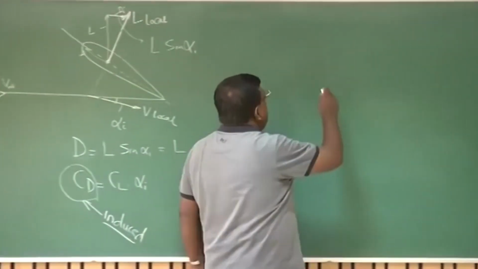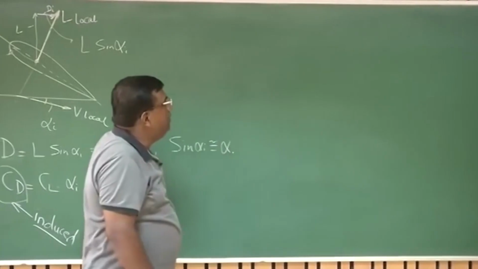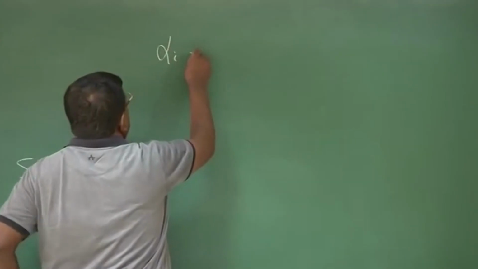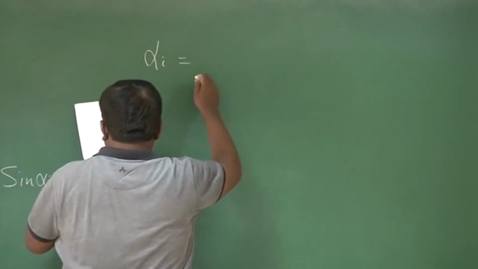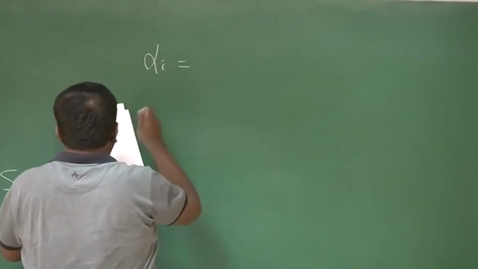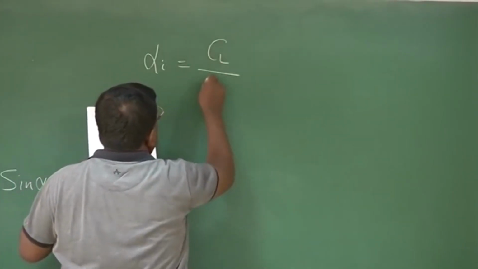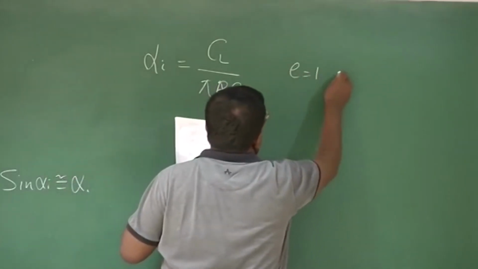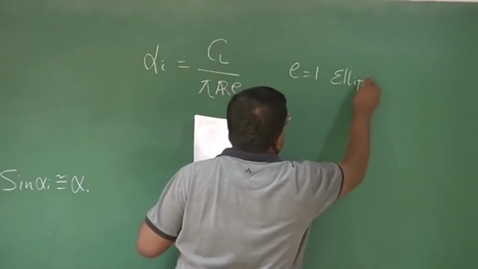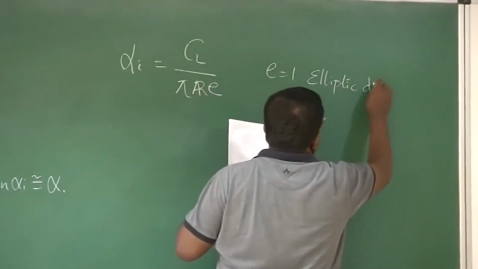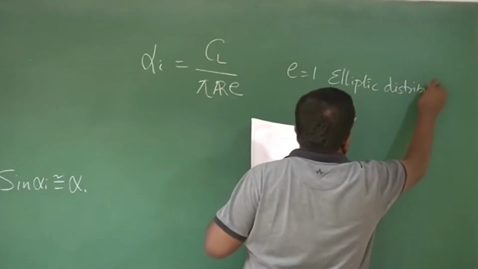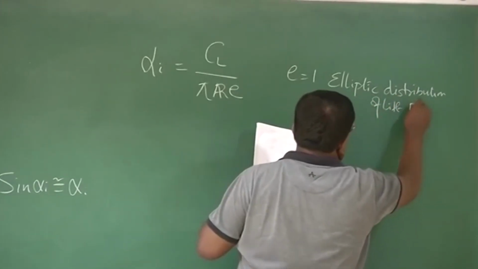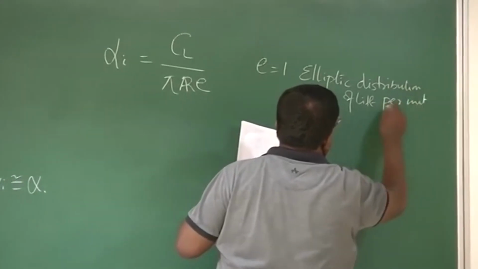And from the theory of incompressible flow for elliptic distribution, one can show that alpha I can be approximated as CL divided by pi times aspect ratio times e. Of course, e is 1 for elliptic distribution of lift per unit span.